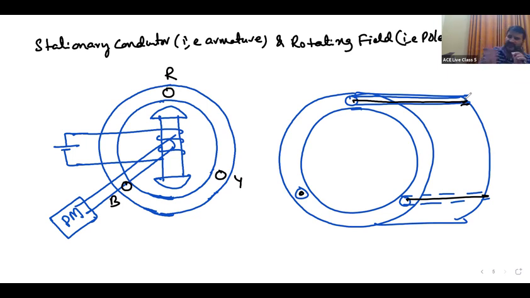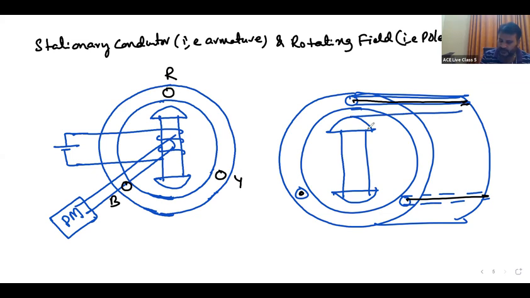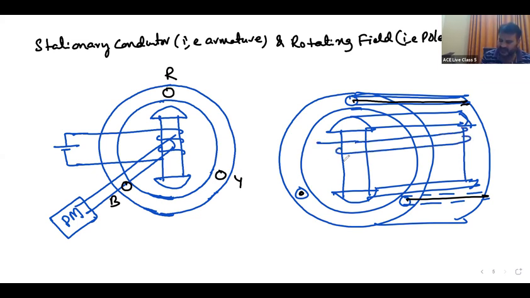If you see the front view, it looks like a circle. And the pole is going to be like this. We are going to call it a salient pole, and they are excited with DC. All these things we will see very clearly at the time of construction.